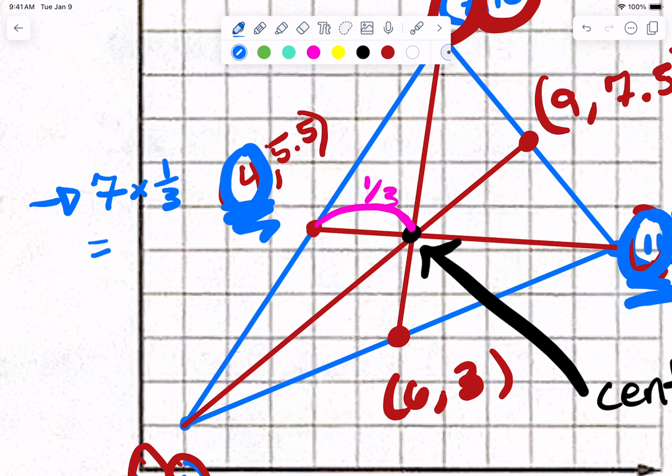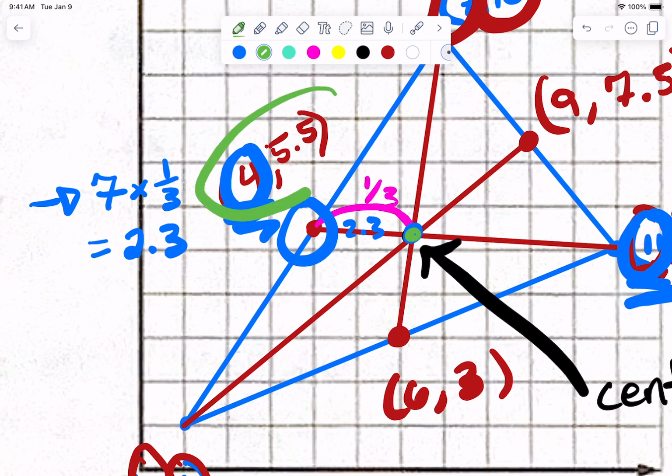Okay, I want a third of 7. 7 divided by 3 is 2.133. We'll just say 2.3, one decimal place. Now, to find out where this coordinate is located, I want to go 2.3 units to the right of this point, which will land me at 6.3 comma something.